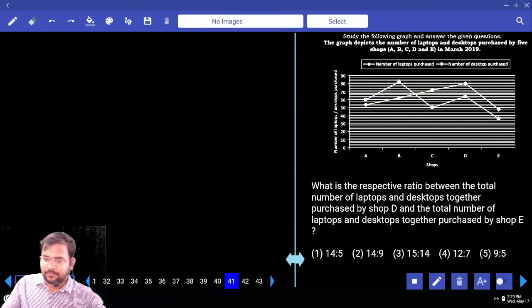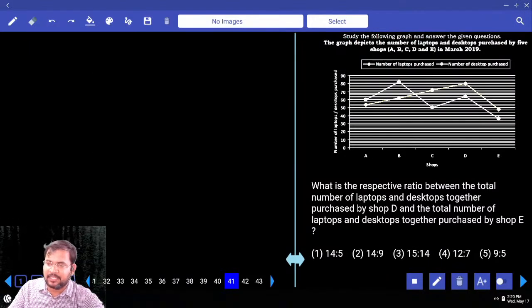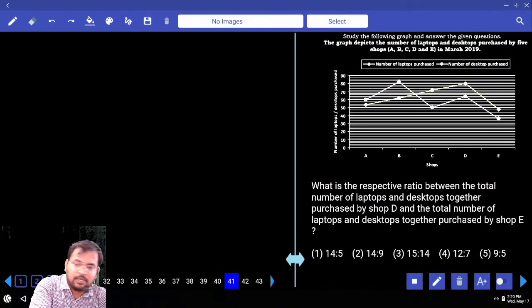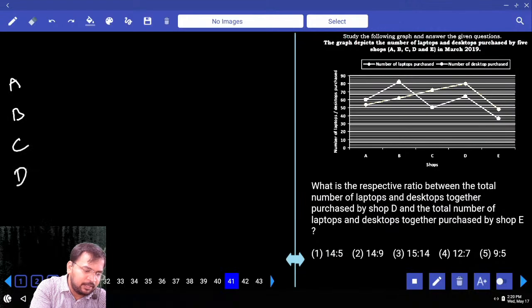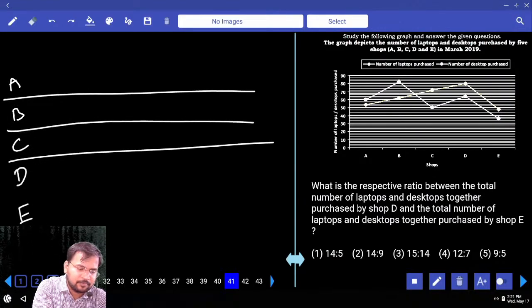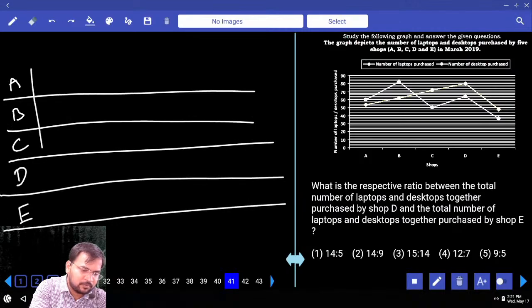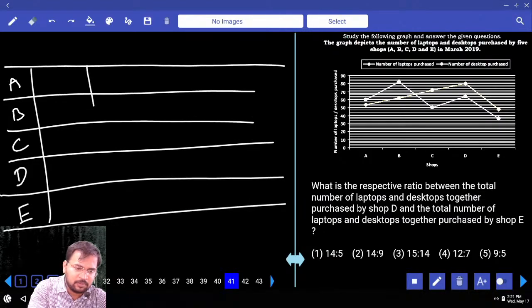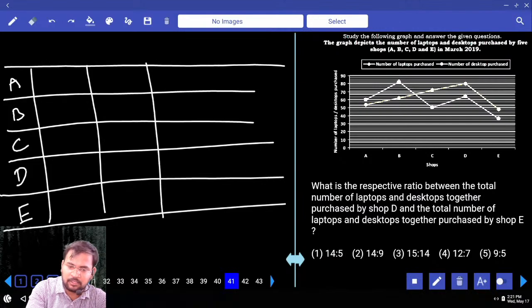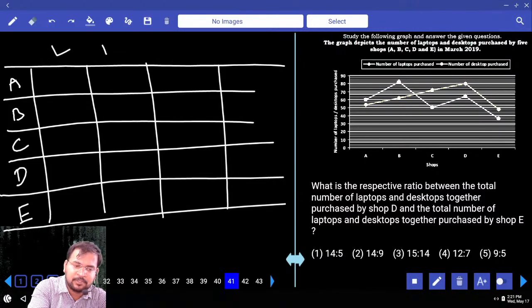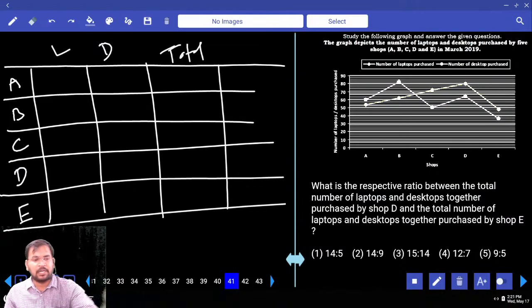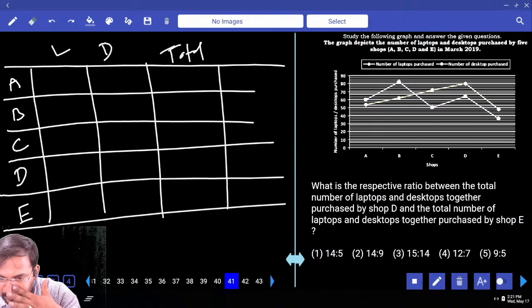Next one. Are you ready? Number of laptops purchased, number of desktops purchased. Now shops A, B, C, D, E. Laptops, desktops, total if it is required. Are you ready? So tell me the values. First one it is laptops.